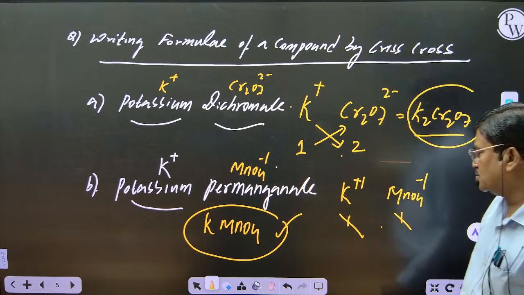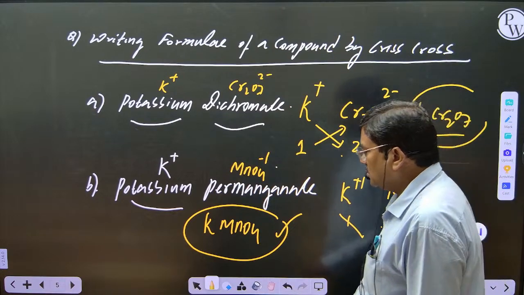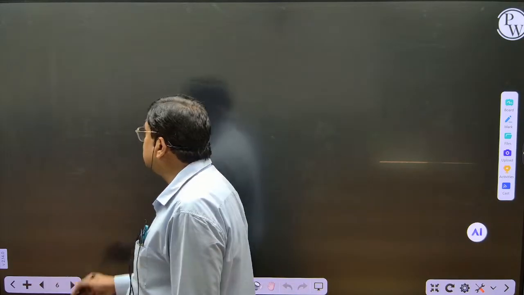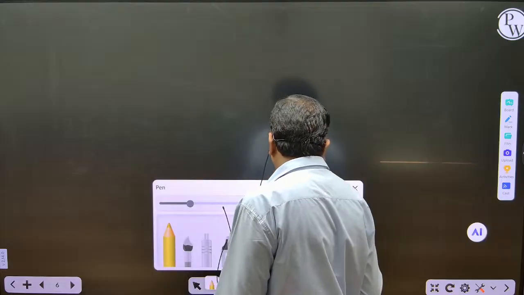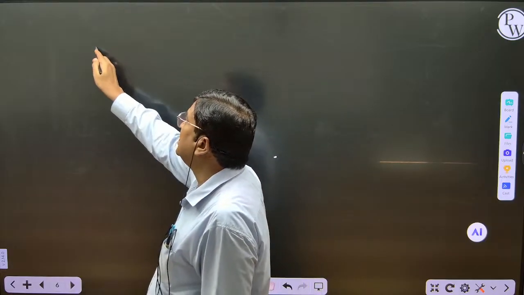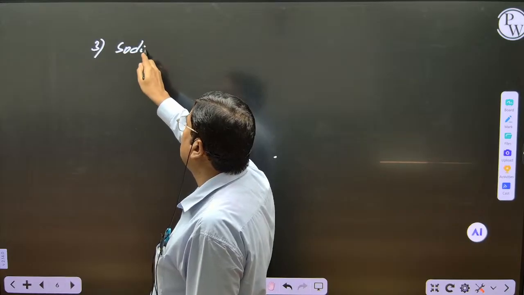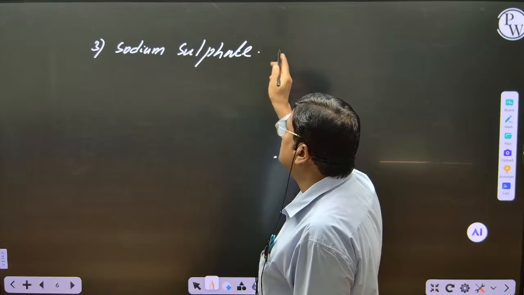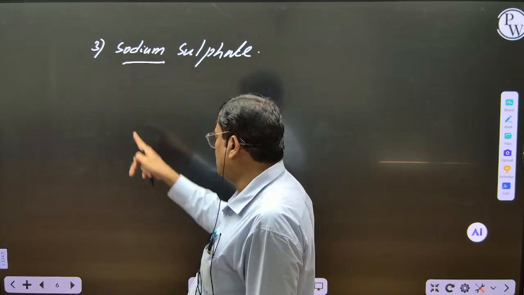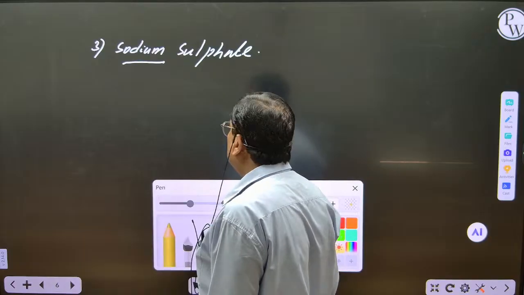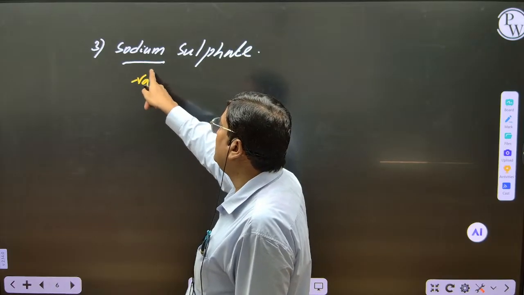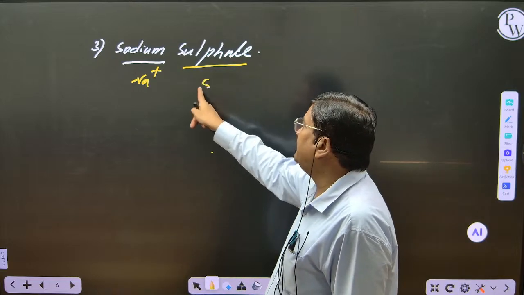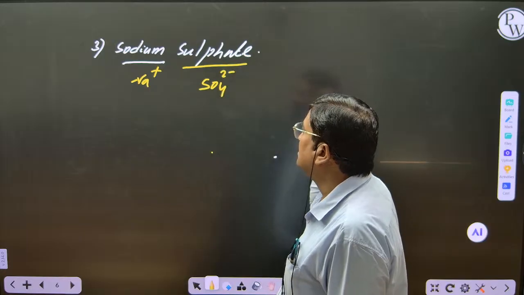Next slide, sodium sulfate. Sodium sulfate. Can you tell me what will be the formula? See the difference between sulfate and sulfite. Sodium is a cation, no students? So sodium is monovalent, no? So this sodium will be monovalent, and sulfate is a bivalent anion, no? So what is the sulfate anion? SO4 2 minus.